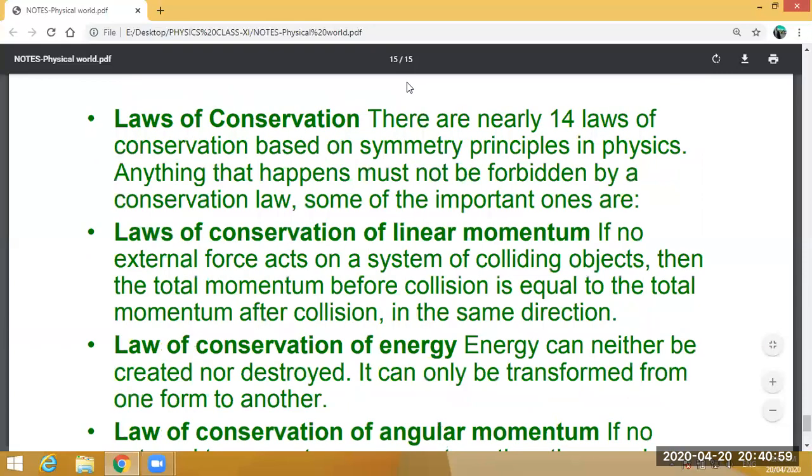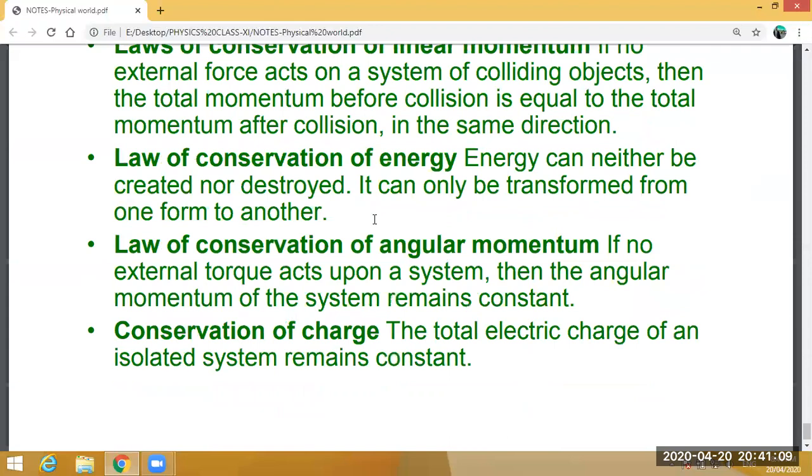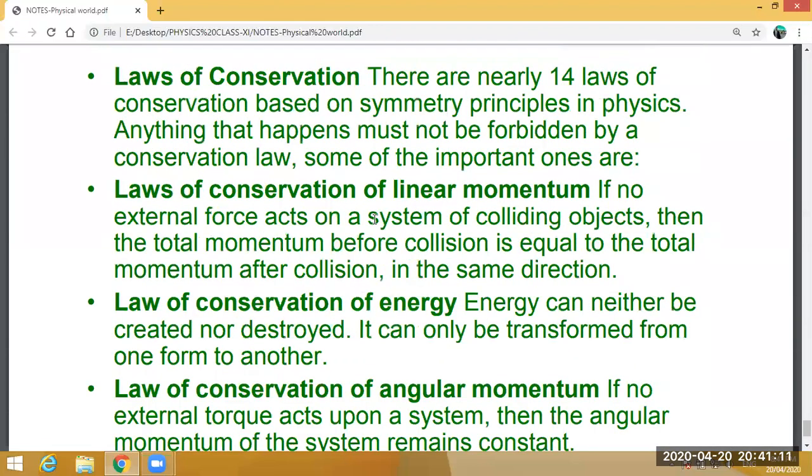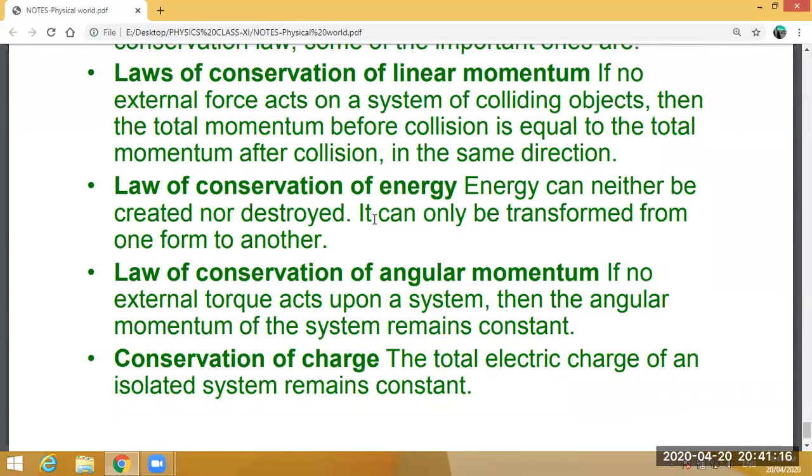And next, the laws of conservation, which we will discuss. There are various laws of conservation. That's enough for this chapter. Clear? And then you will have some assignment that you will have to do.